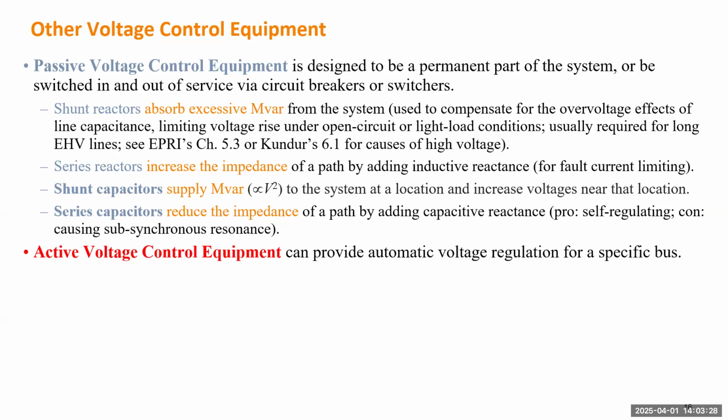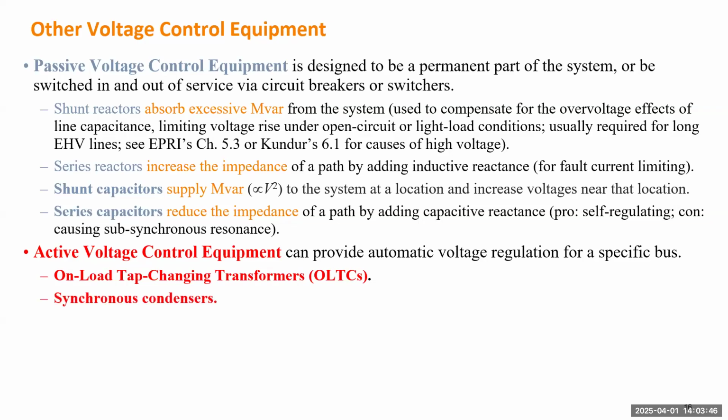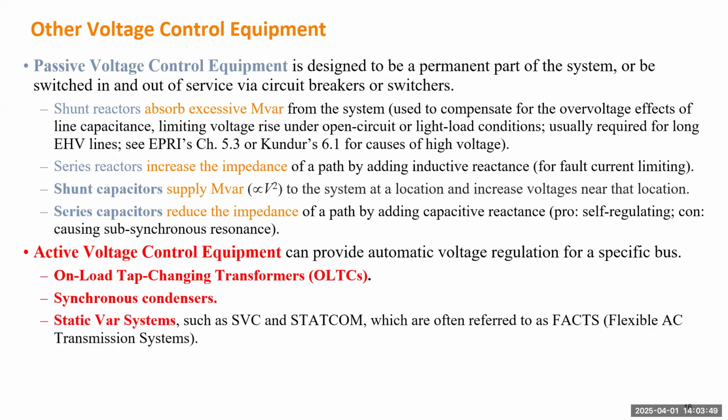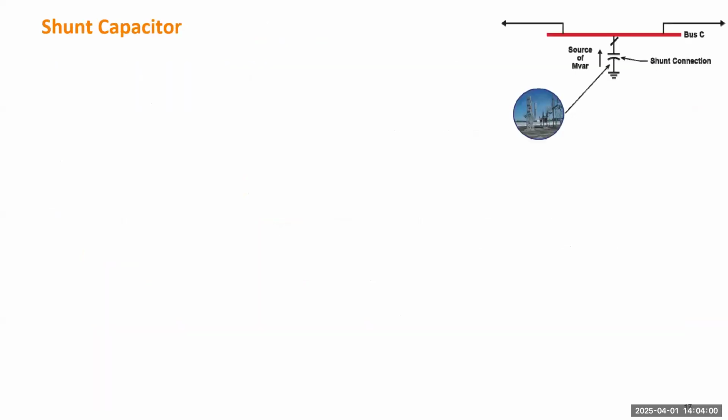The second category is active. Active means you can include such equipment in an automatic control system. One example is an on-load tap changing transformer. So you can automatically adjust the tap location to regulate the secondary voltage of the transformer. Similarly, synchronous condensers and static VAR systems such as SVC or STATCOM, which are usually considered types of FACTS, flexible AC transmission systems.